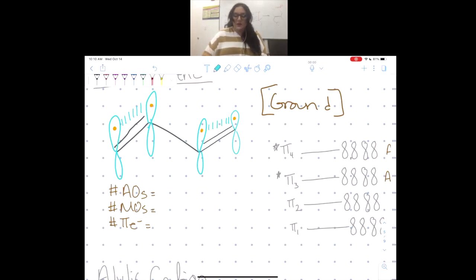So, when we look at the 4 atomic orbitals, which is what I've already drawn, we can label 4. And in this class, since we're only talking about pi orbitals anyway, the number of atomic orbitals and molecular orbitals will be equal. And then when we're looking at the pi electrons, all we have to do is go through and count how many electrons we have. 1, 2, 3, 4. And in this case, all of the carbons are each giving 1 electron.